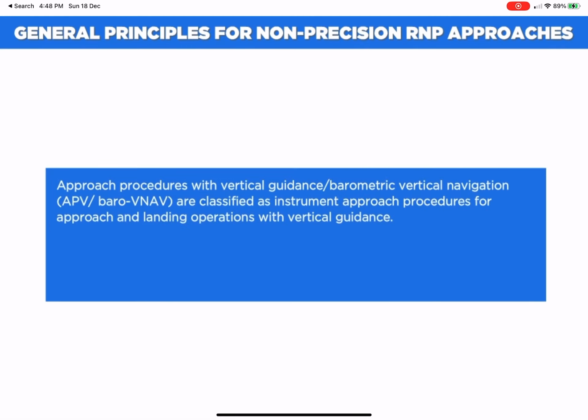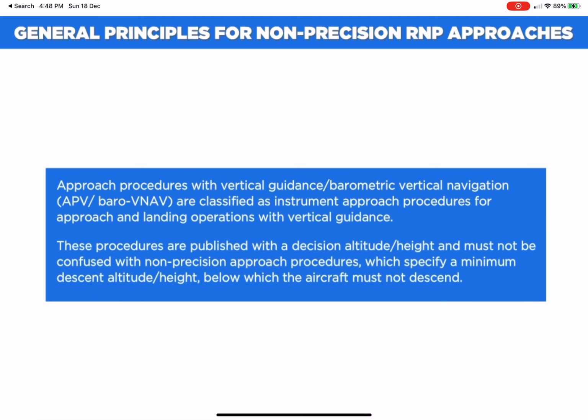Approach procedures with vertical guidance, barometric vertical navigation, APV BARO-VNAV, are classified as instrument approach procedures for approach and landing operations with vertical guidance. These procedures are published with a decision altitude/height and must not be confused with non-precision approach procedures, which specify a minimum descent altitude/height, below which the aircraft must not descend.